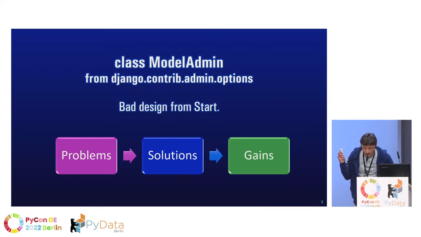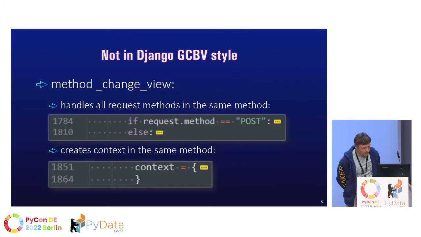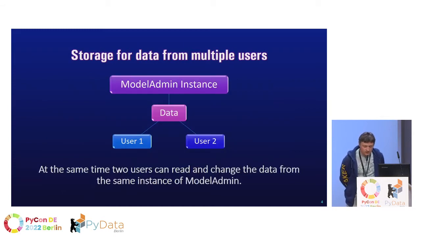The problem of the class ModelAdmin is that every user always works with only one instance of this class. I mean, we work with ModelAdmins like singletons. Every user uses the same instance. That means we cannot store our data in this instance. We cannot use this instance as a container for temporary results.